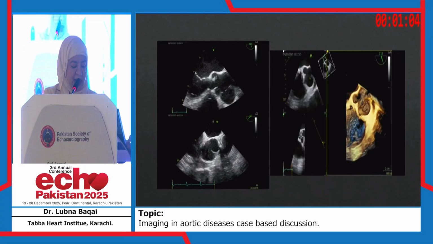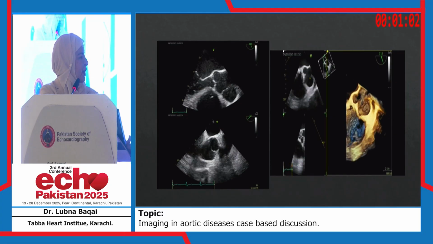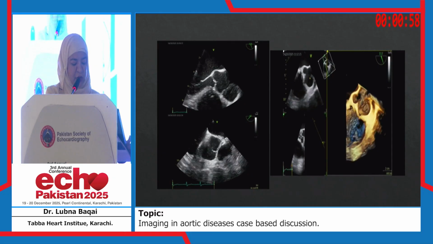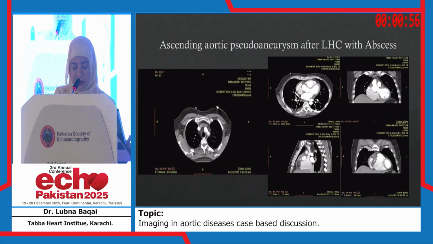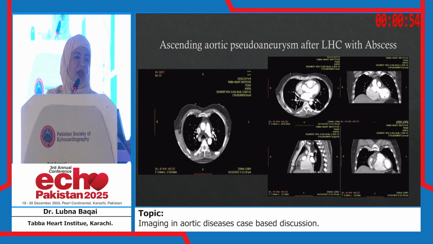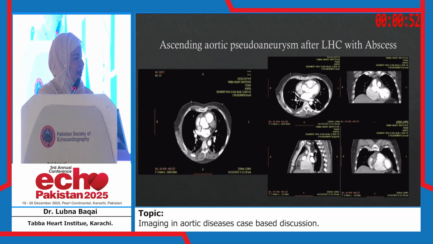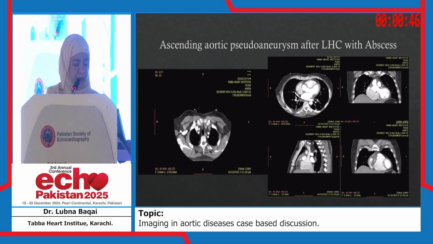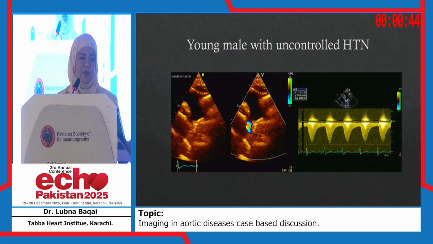You can clearly see there is a pseudoaneurysm of the ascending aorta with communication with the ascending aorta. On the CT, here is a large, huge pseudoaneurysm with abscess formation. You can clearly see there are air-filled spaces with this large collection, suggestive of abscess formation. The pseudoaneurysm with the large abscess.